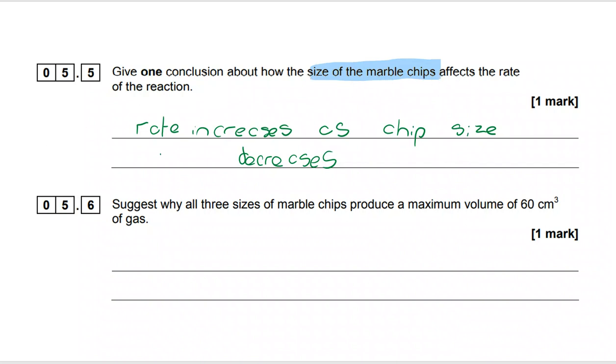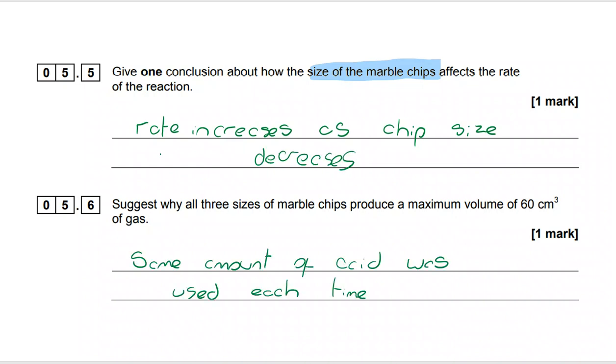And then, on to 5.6, suggest why all 3 sizes of marble chips produce a maximum volume of 60 centimetres cubed of gas. And that's because we've clearly got a limiting reagent. The same amount of acid was used each time.